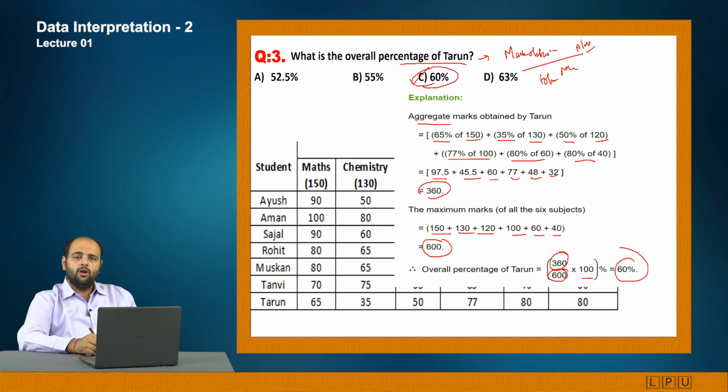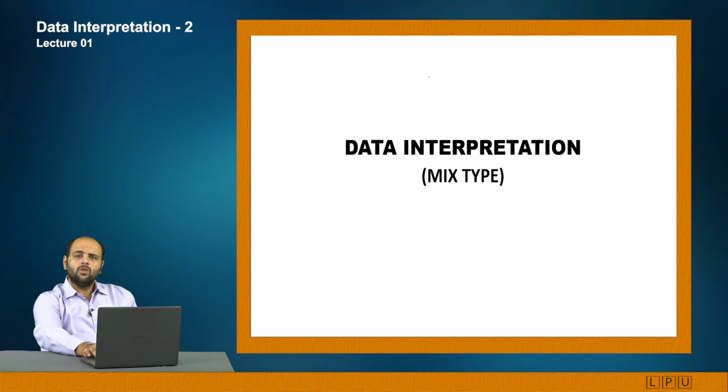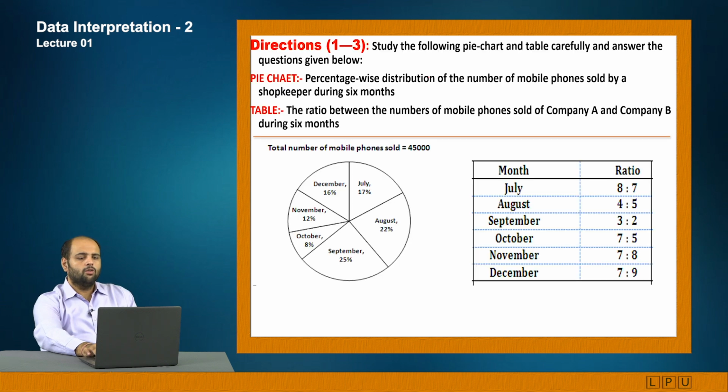I hope it is clear to all of you how to read the information depending upon the question. So the answer will be this. Now the next type of data interpretation is the mixed type. Mixed means, now that we have studied the various types, it will be a mixture of two. We have to understand what type of questions these are and how to solve them.